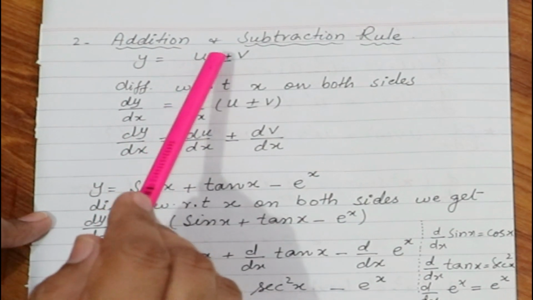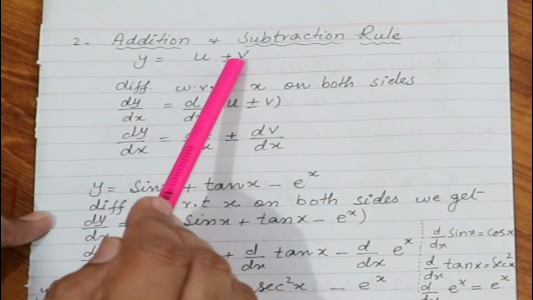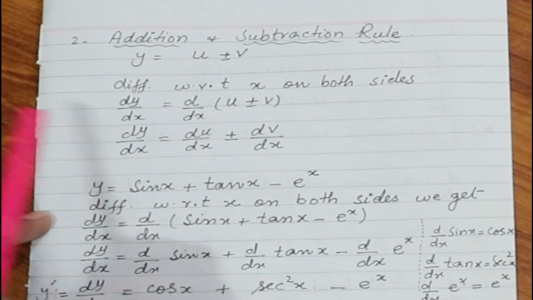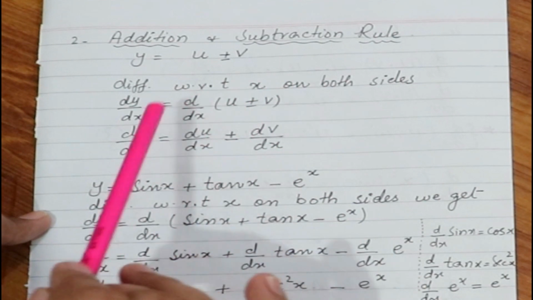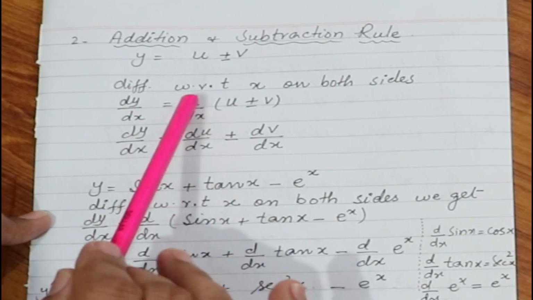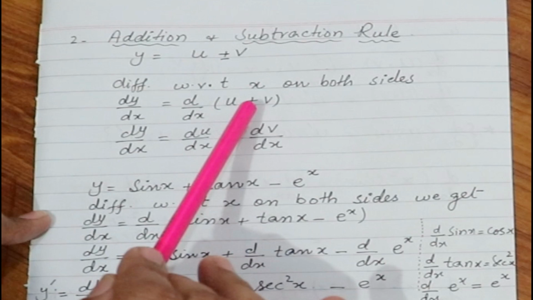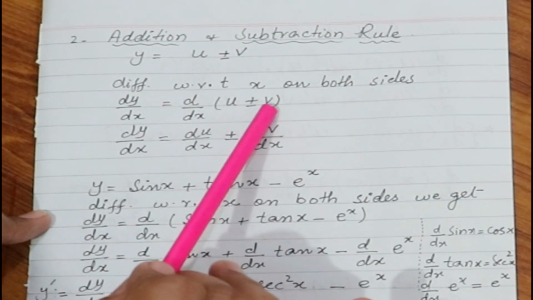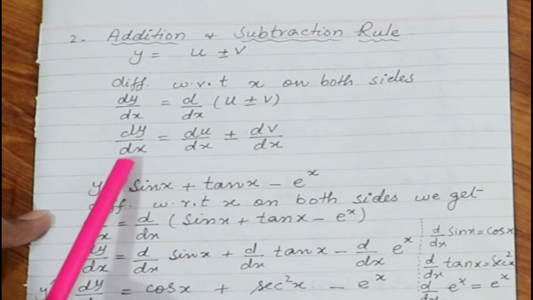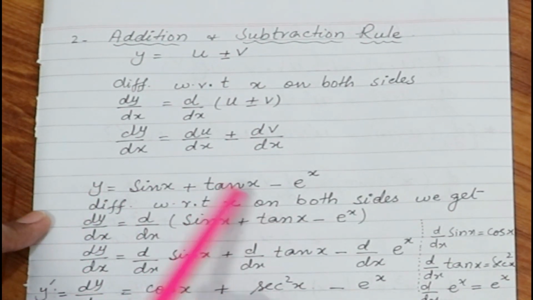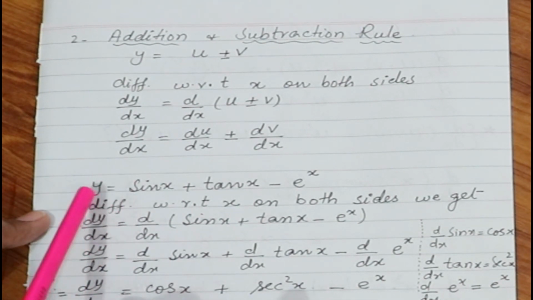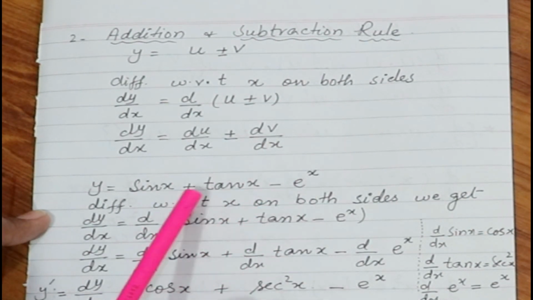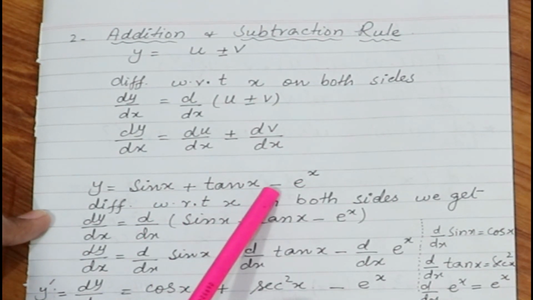y equal to u plus or minus v. Here we have two functions which are associated by means of addition and subtraction. When we take the derivative with respect to x on both sides, dy upon dx equals d upon dx of u plus or minus v. The derivative will apply on u as well as on function v. We understand it with the help of an example. Here we have a function y equal to sine of x plus tangent of x minus e to the x. Here is addition, here is the minus operation.